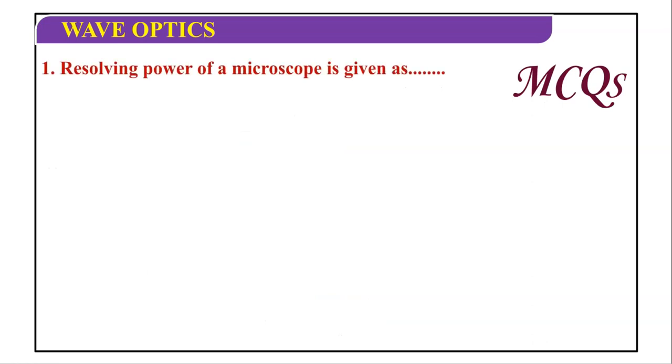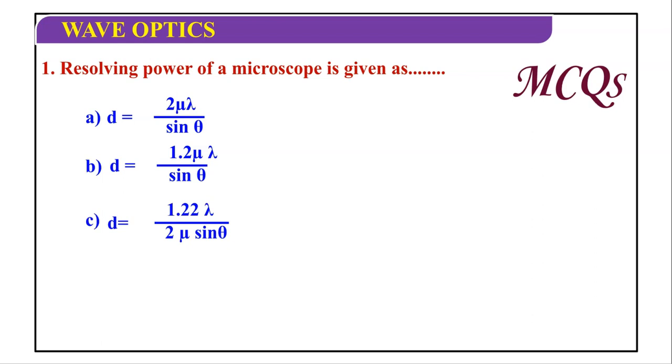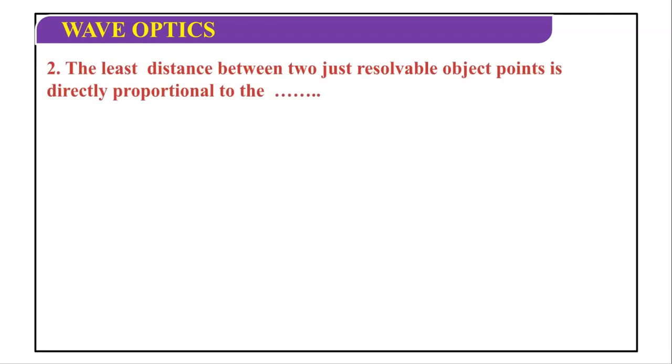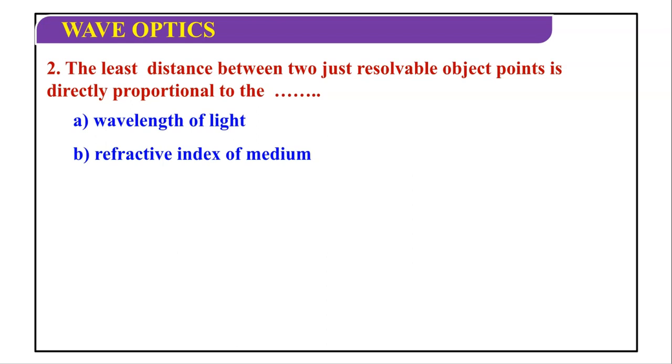Let's take some questions. The resolving power of a microscope is given as d = 2 mu lambda by sine theta, d = 1.2 mu lambda by sine theta, d = 1.22 lambda by 2 mu sine theta, or d = 2 lambda by sine theta. The correct answer is d = 1.22 lambda by 2 mu sine theta. The least distance between two just resolved object points is directly proportional to the wavelength of light, refractive index, angle of incidence, or none of these. The correct answer is the wavelength of light.